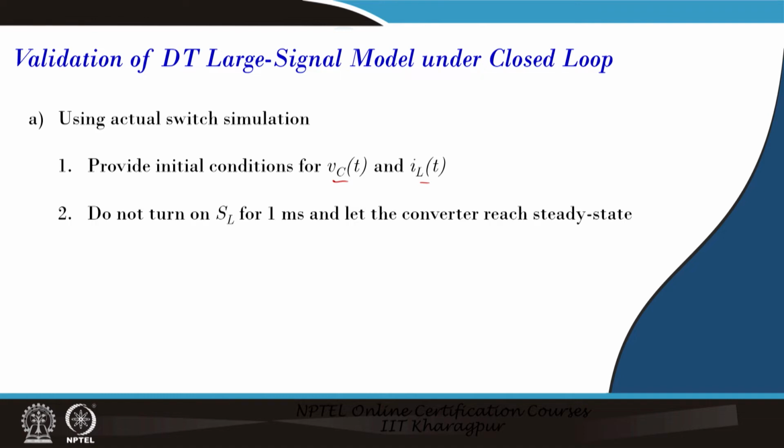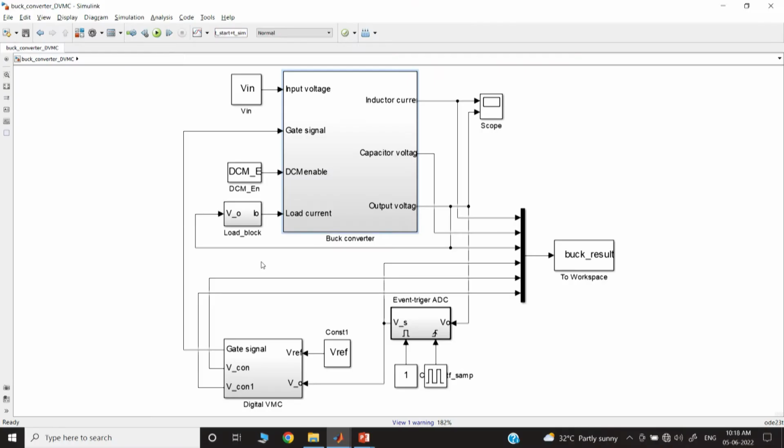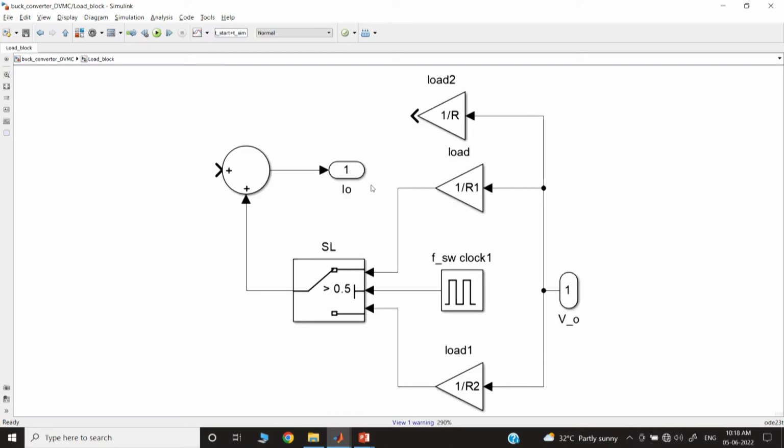Next, we will initially run for one load condition, and if you go to the load block, inside you can see there are two load resistances, R1 and R2. R is a continuous load resistance, but we are not using it for the time being. Initially we will run R1, because this is the output voltage and this is the load current. Output voltage by load current is nothing but the load resistance, so the load current is V0 by R1, and in the second case it will be V0 by R2.